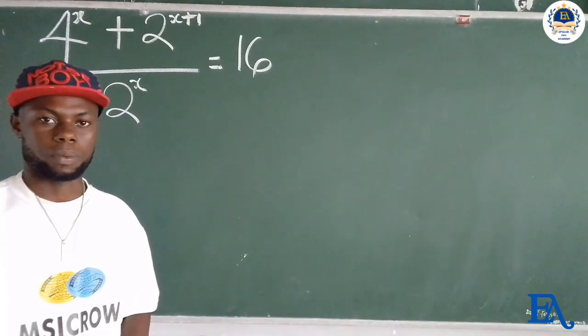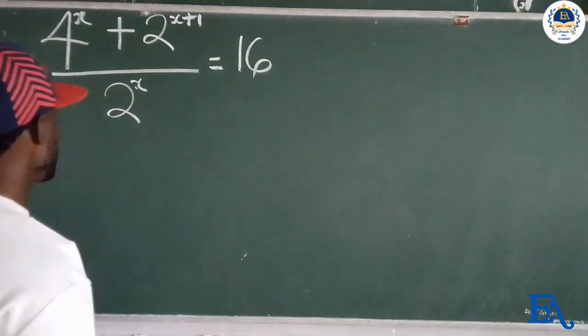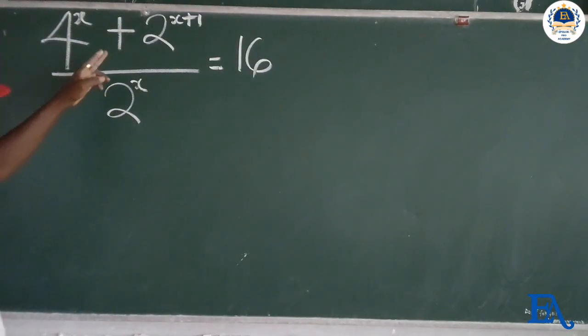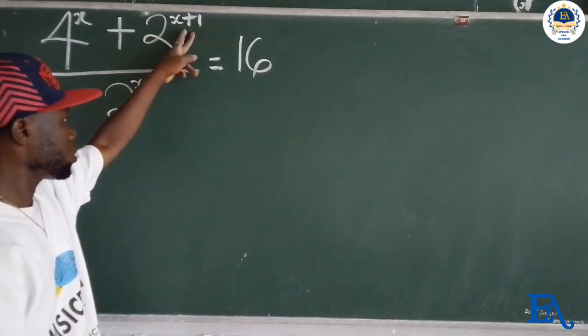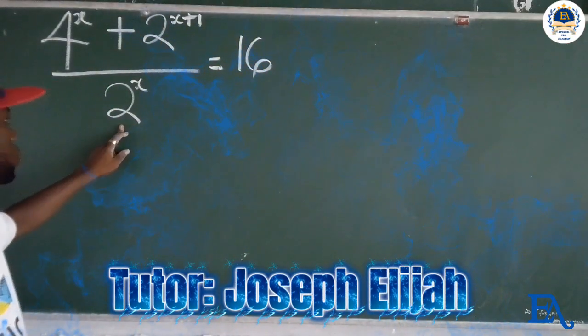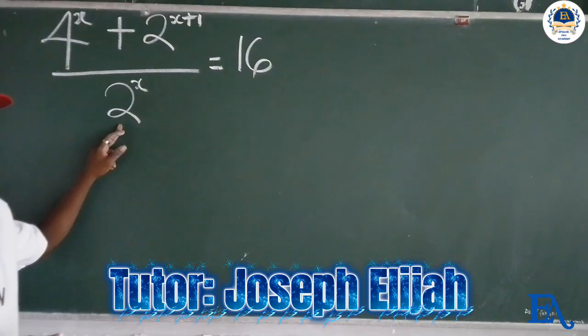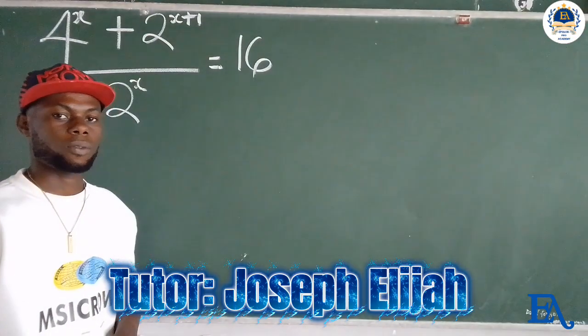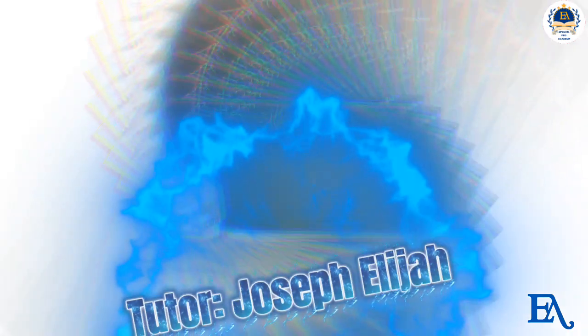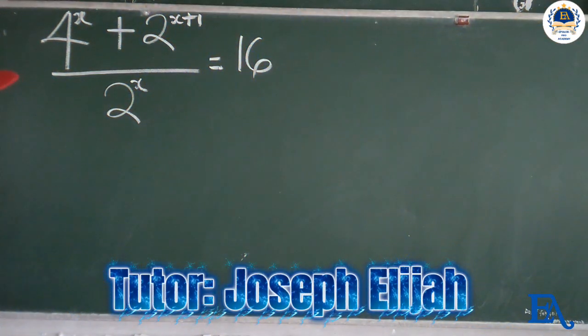Let's look at this question on the board. The question is 4 raised to the power of x plus 2 raised to the power of x plus 1, all divided by 2 raised to the power of x, gives 16. Find the value of x. How do we approach this question?